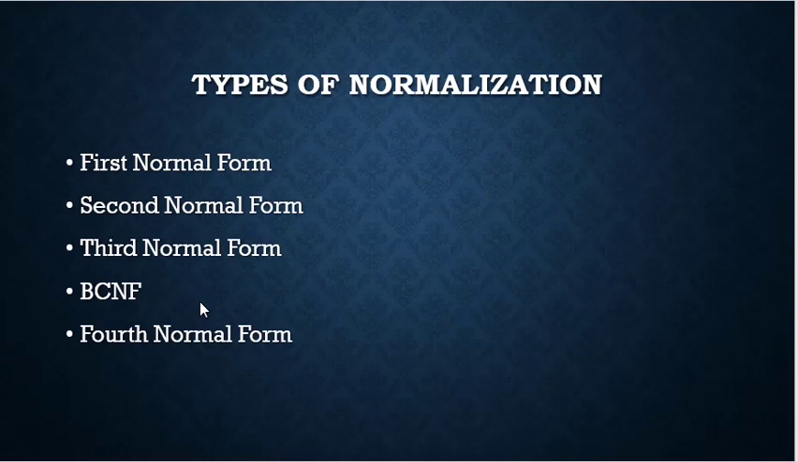There are certain rules and procedures which every table in a database must follow, and these rules are known as normal forms. So here we will discuss the types of normalization: first normal form, second normal form, third normal form, Boyce-Codd normal form, and fourth normal form.